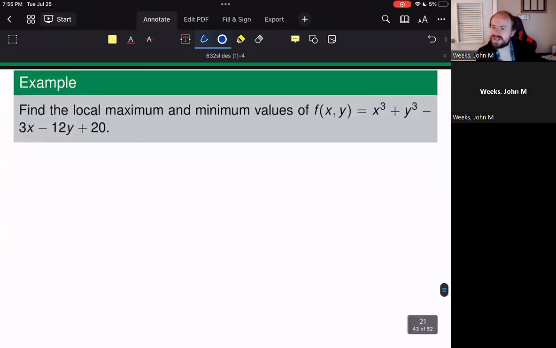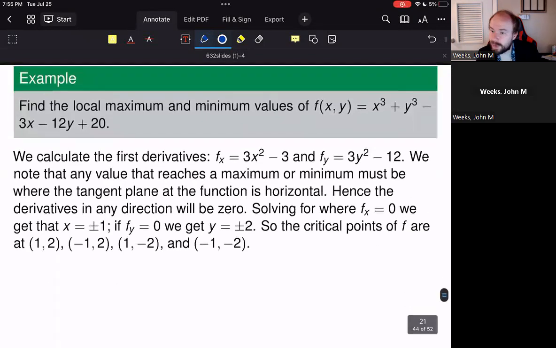So let's go ahead and use this in an example. Let's take a look and find the local maximum values of x cubed plus y cubed minus 3x minus 12y plus 20. Let's see if we can find the maximum values for this. Well, the first thing we want to do is find critical points. When we did this in multivariable calculus, we would take our first partial derivatives and set those equal to 0.